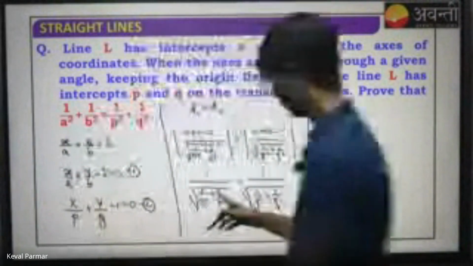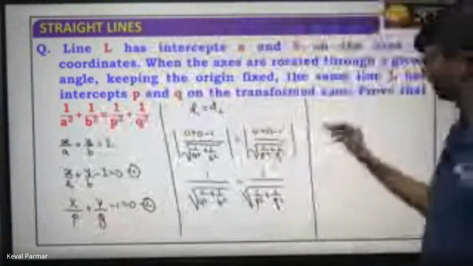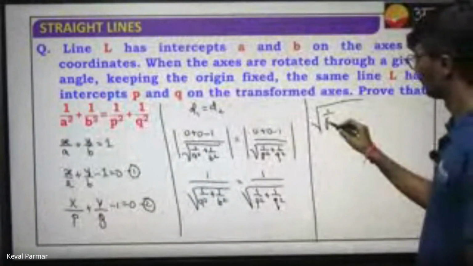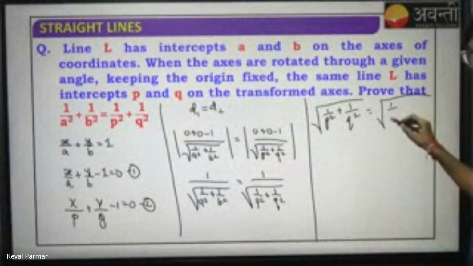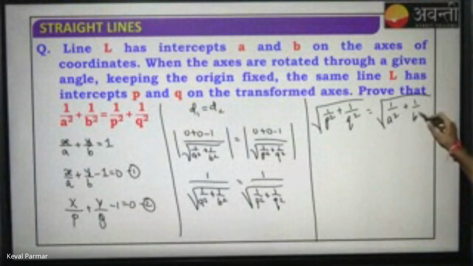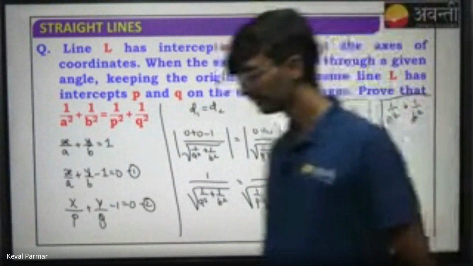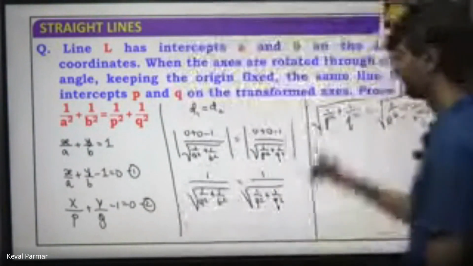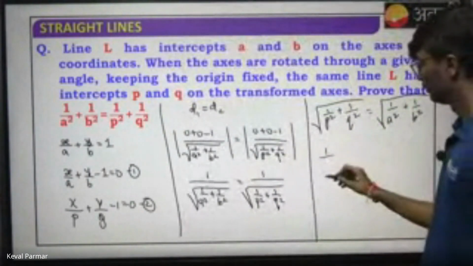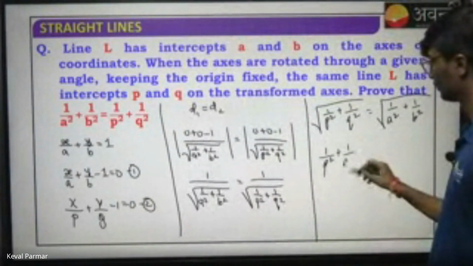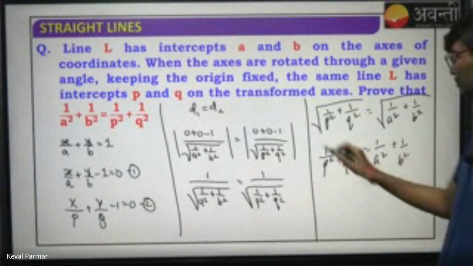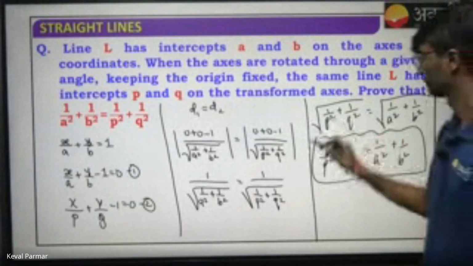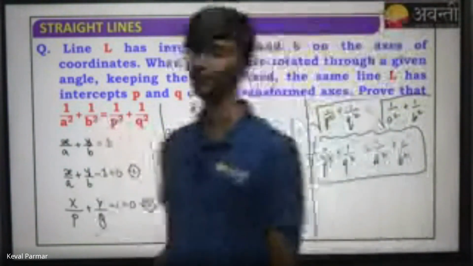Now let us cross multiply. If I cross multiply, I get under root of 1 upon p square plus 1 upon q square equals under root of 1 upon a square plus 1 upon b square. Now, those of you who know, we are very close to the answer. We just need to square on both sides. So I get 1 upon p square plus 1 upon q square equals 1 upon a square plus 1 upon b square. This is my answer. I hope it is clear.